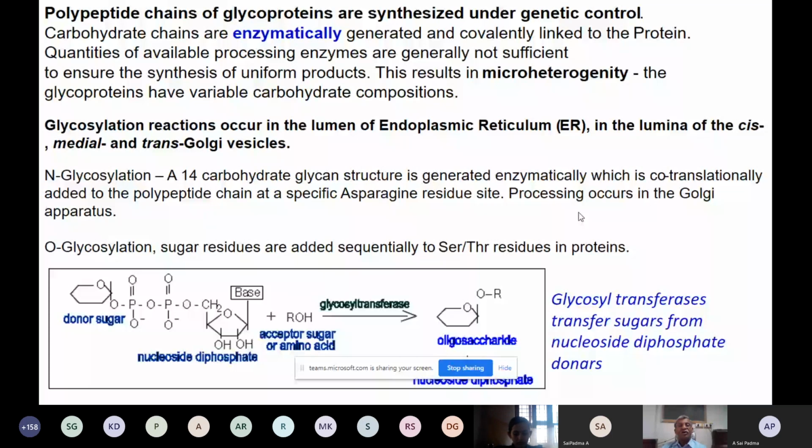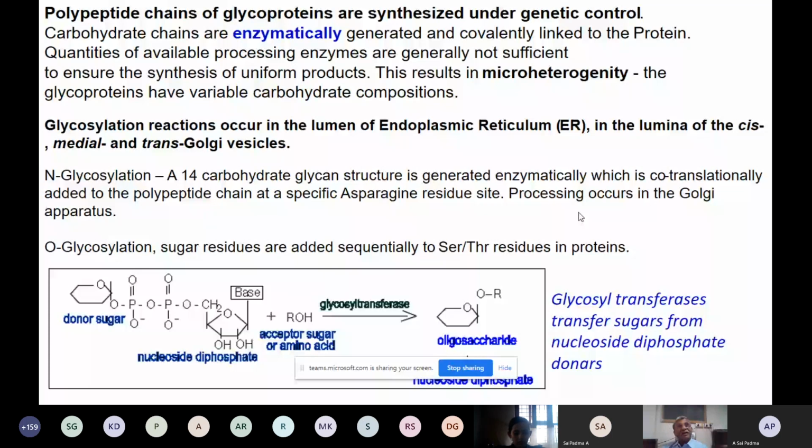A glycoprotein found in a liver cell, if the same glycoprotein is found in a muscle cell, may have a slightly varied glycan structure or composition, despite performing the same function, because the levels of the enzymes involved in generating the glycan structures vary from cell type to cell type. And the glycosylation reactions occur in the lumen of the endoplasmic reticulum and in the lumina of the cis, medial, and trans-Golgi vesicles. Together, this will finally generate the different types of glycan structures.